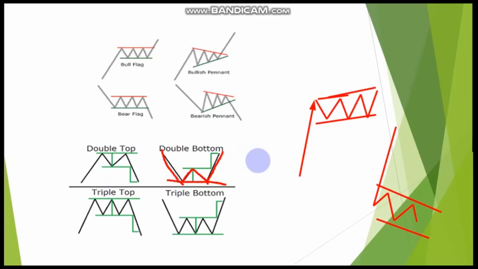This is inverted, this is a double top, another double bottom. Now it's occurring at the resistance. We have a triple top, a triple bottom. So guys, that is basically all you need to know about chart patterns. These are called bullish pennants. There are many chart patterns, guys.